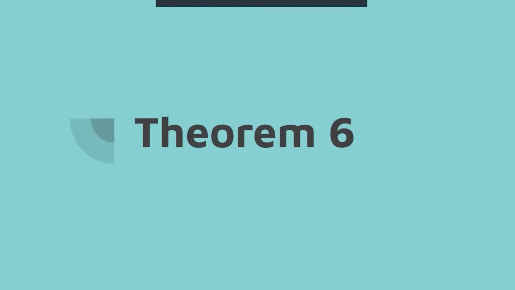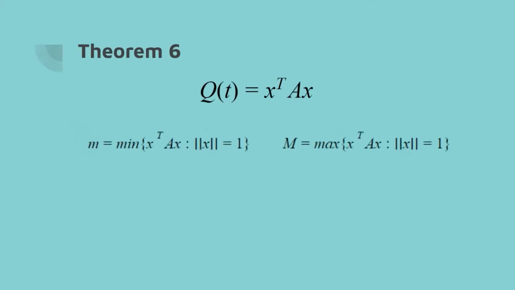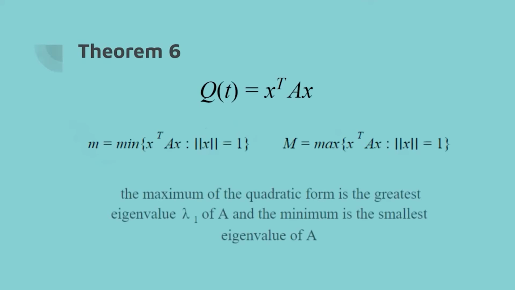The first important theorem for optimizing constrained quadratic forms is Theorem 6. Theorem 6 involves a quadratic form Q of x is equal to x transpose Ax with symmetric matrix A. To find the minimum and maximum values of Q, where x must be a unit vector, little m and big M respectively, we just have to find the eigenvalues of A. It turns out, the largest eigenvalue of A, denoted by lambda 1, will be the maximum of the quadratic, and the minimum will be the smallest eigenvalue.